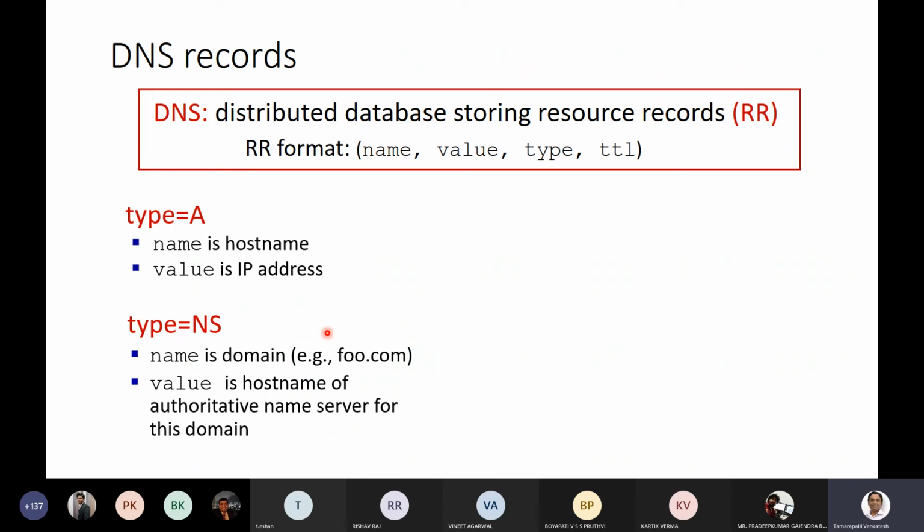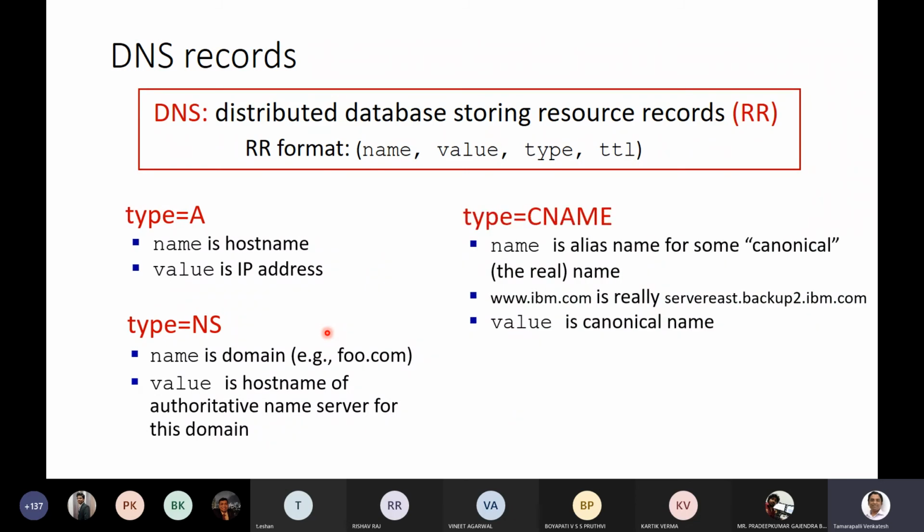It could be for the TLD or it could be for the last level. So the NS records are what will help you to basically go towards the TLD server. And then the other types of resource records are CNAME, which is used for alias storing or alias resolution. So in a CNAME resource record, name is the alias name or the canonical name for the real name, and then value is the canonical name.